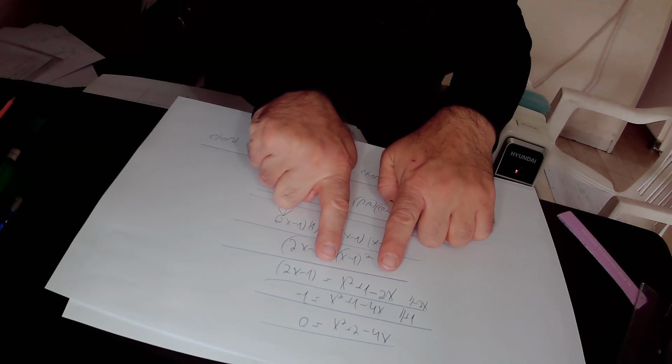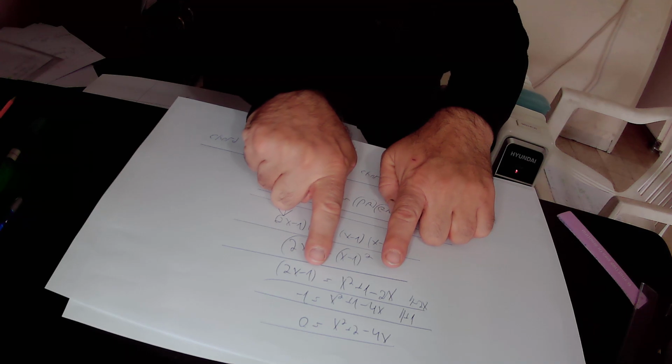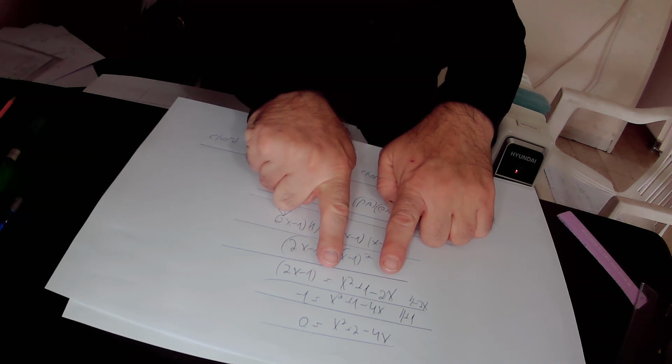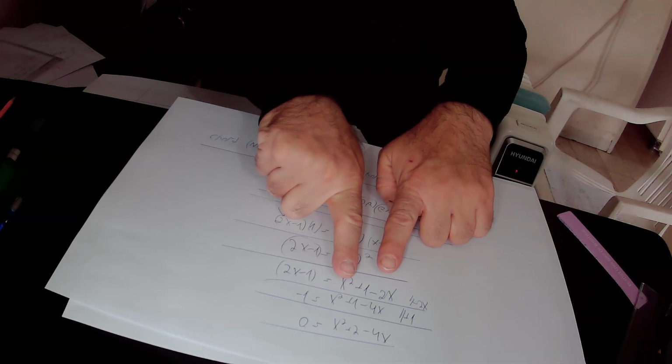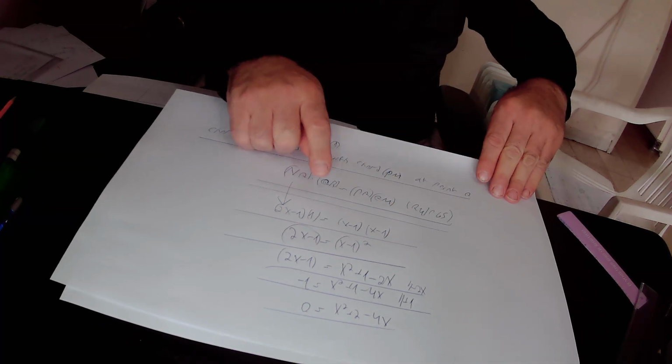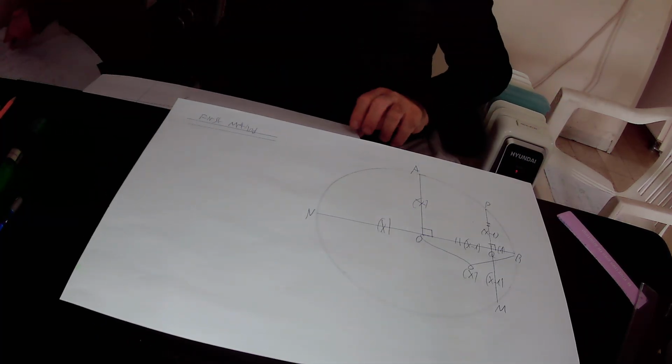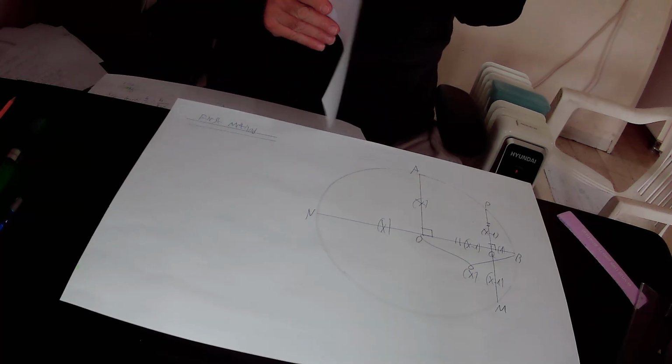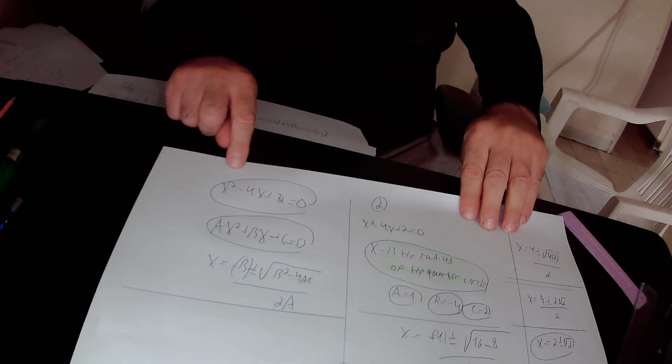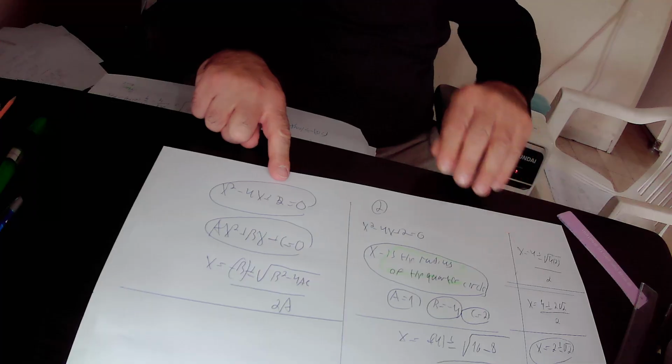Here we added 1 to this equation, and we found out that on this side of the equation we are left with nothing, while on the other side of the equation we have x squared plus 1 plus 1 is 2, minus 4x. So in total, we found out that x squared plus 4x plus 2 equals 0.